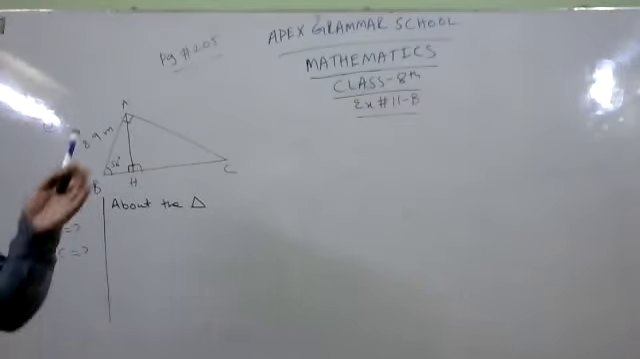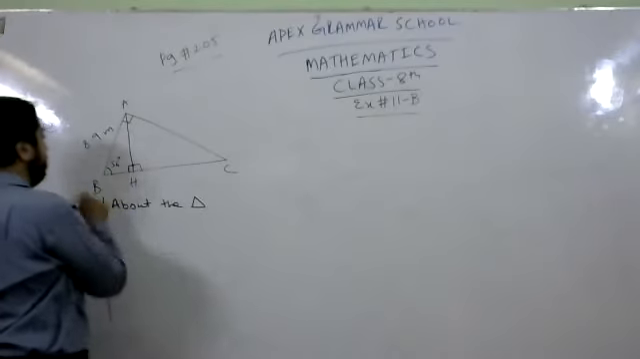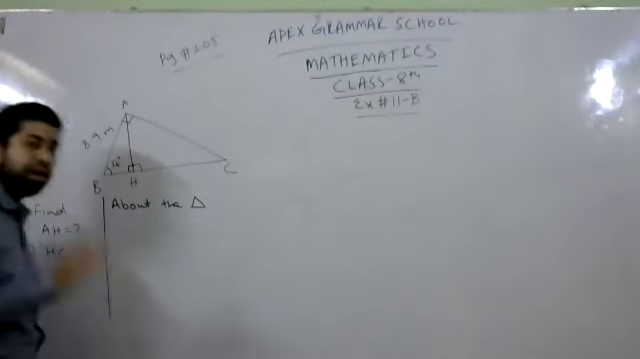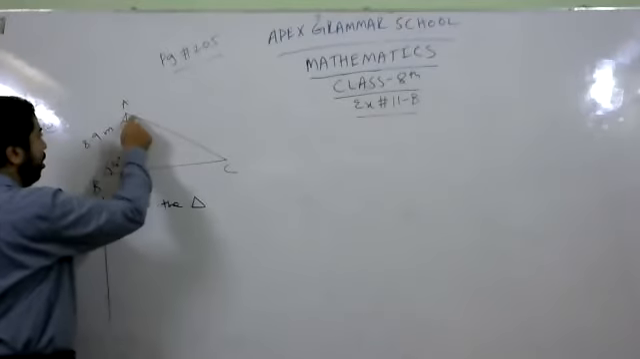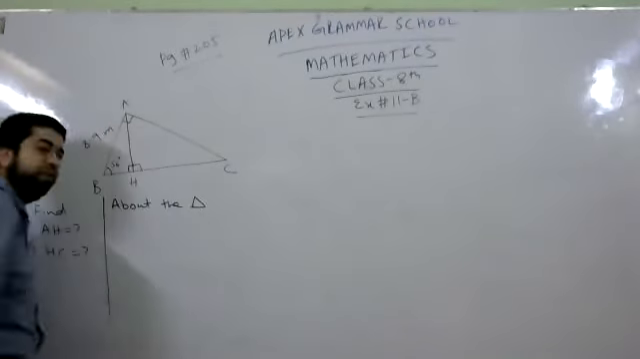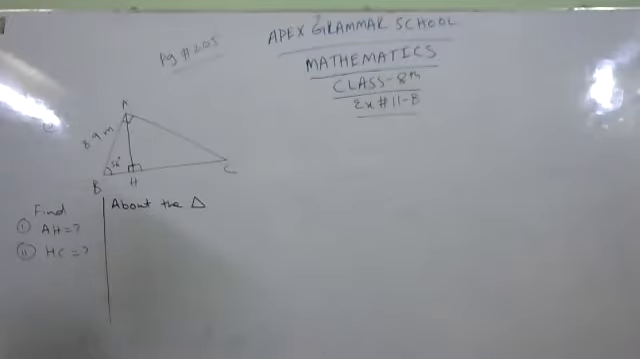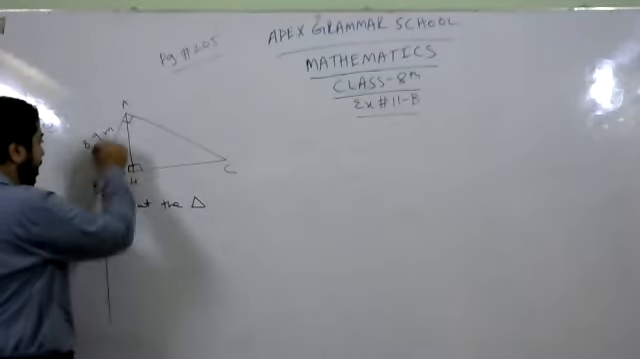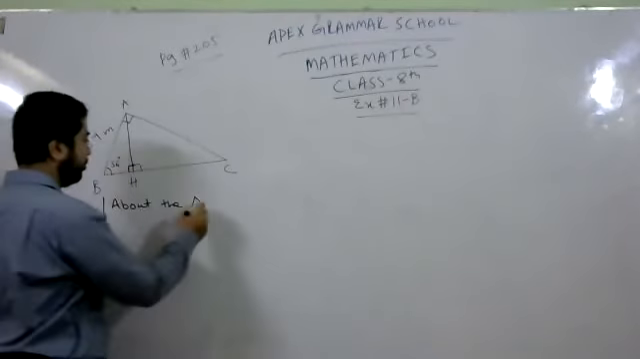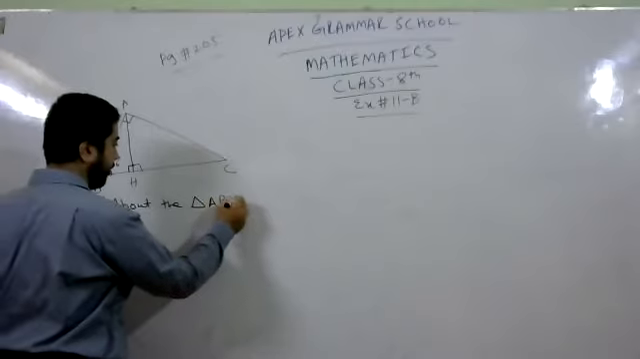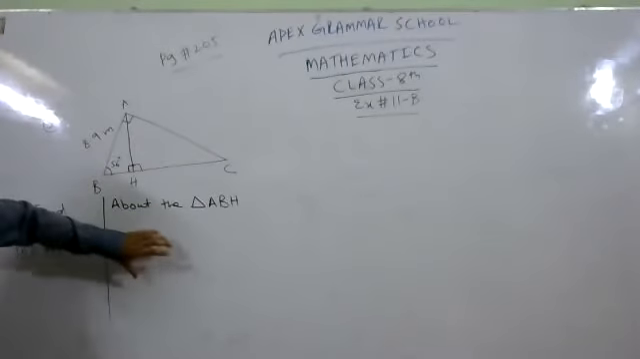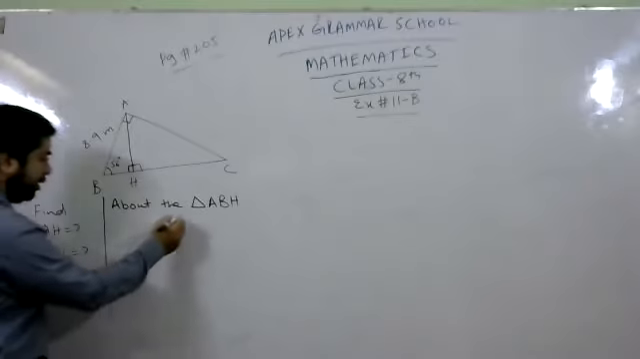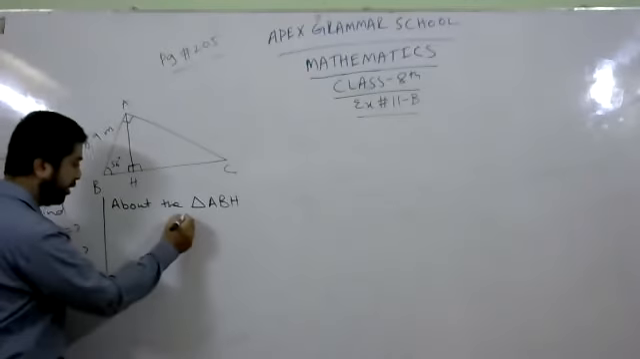And another bigger triangle is ABC. This is also a right angle triangle because for triangle ABC, we already have this angle of 90 degree. But first we need to consider this triangle, ABH. What is triangle ABH? I'm going to draw this triangle here. This triangle is just like this.